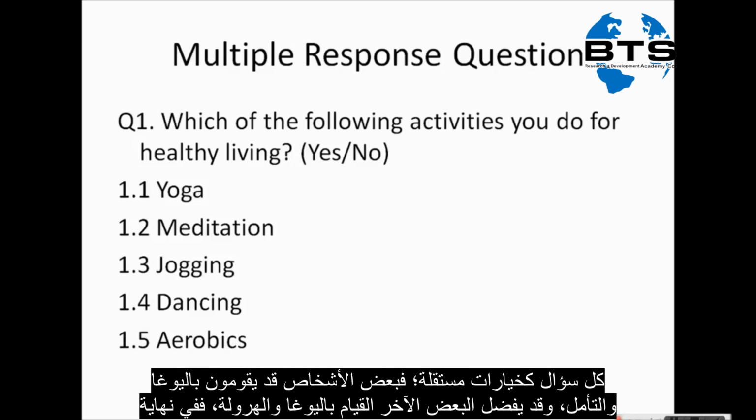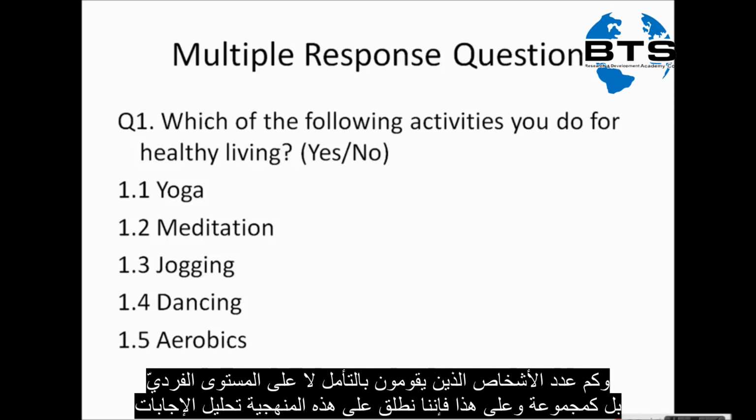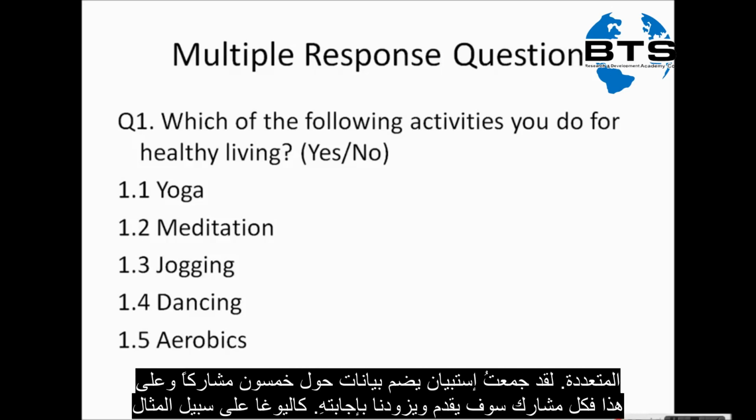Some people can do yoga and meditation. Some people do yoga and may even go for jogging. It is their choice. So when we have a question like this, we want to know overall how many people are doing yoga and how many people are doing meditation, not as individual counts but combined. When you want to do this, we use a method called multiple response analysis.